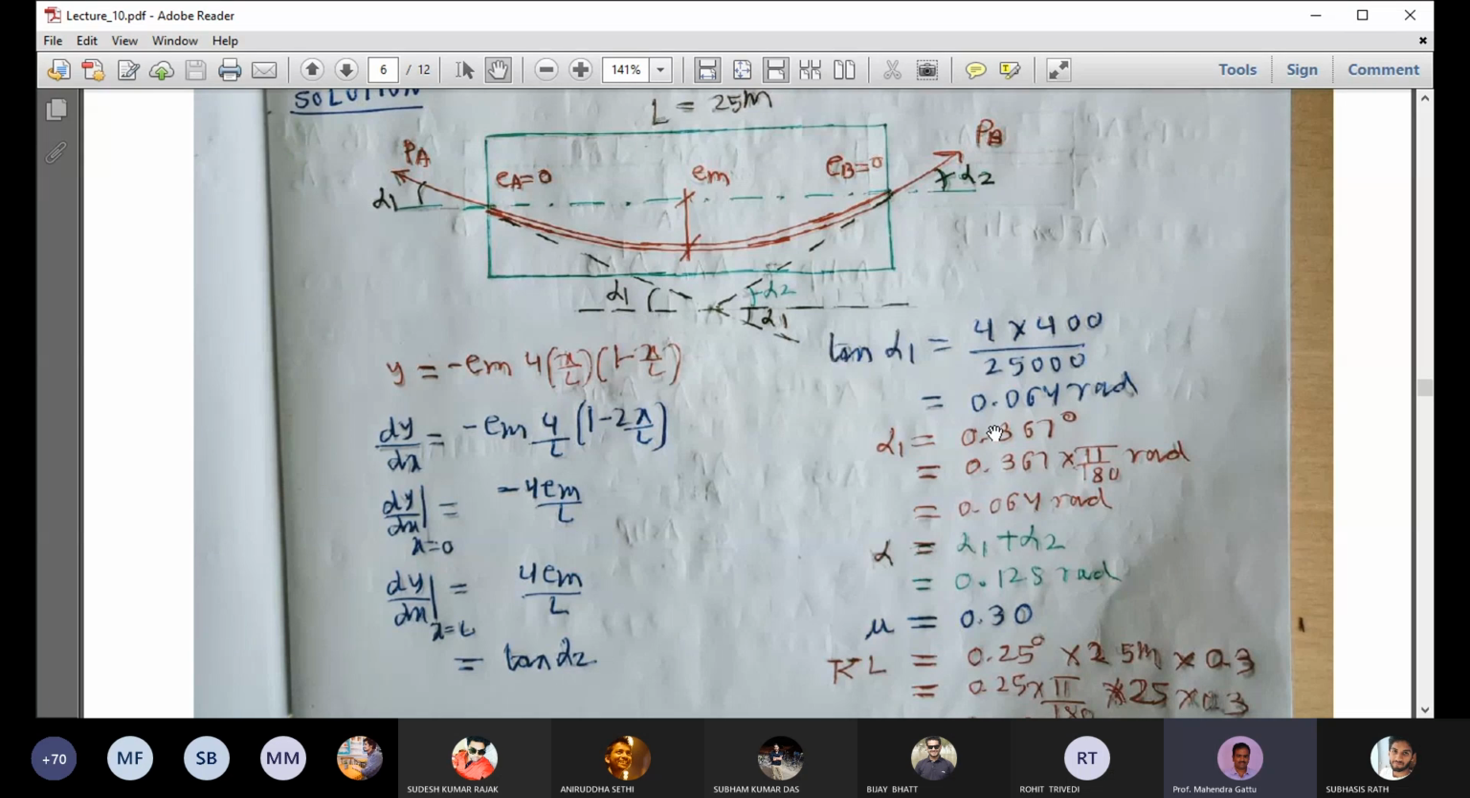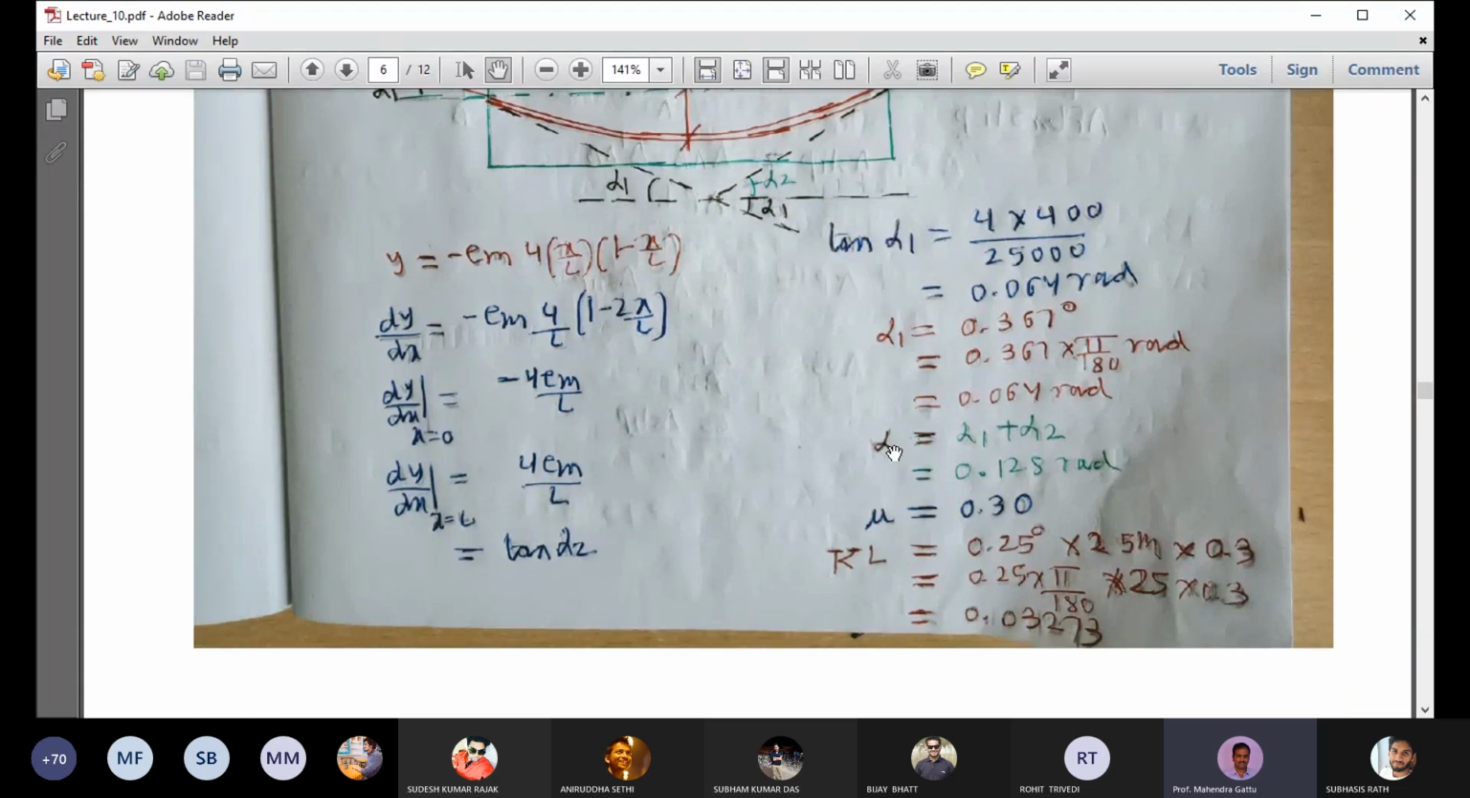So we can find out what is alpha 1, and that value is again 0.367 degrees. If you take tan inverse of 0.064, it is 0.367 degrees. And if you express it in radians, you get the same answer, 0.064 radian. Okay, so how do we convert degree to radian? We multiply by pi by 180. So degree into pi by 180 will give the value in radian. So 1 pi radians is equal to 180 degrees. So we have to multiply like this.